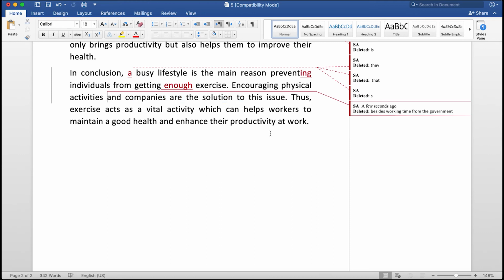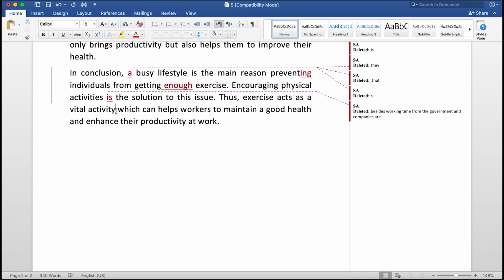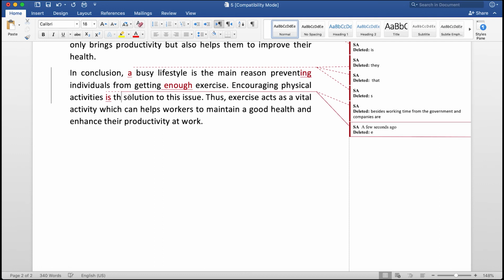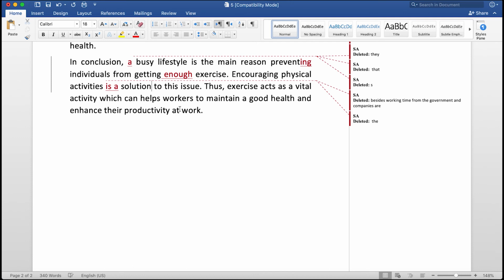We can say encouraging physical activities is the solution, right? So you just want to get rid of all that clutter, because remember, in the conclusion, you're supposed to summarize your ideas, not to restate them, right? So encouraging physical activities is the solution to this issue. If you say the solution, it means there's only one solution, but you want to say it's a solution. So is a solution to this issue. Thus, exercise acts as a vital activity which can help workers maintain, this too is optional, but I'm going to get rid of it here, maintain good health and enhance their productivity at work.